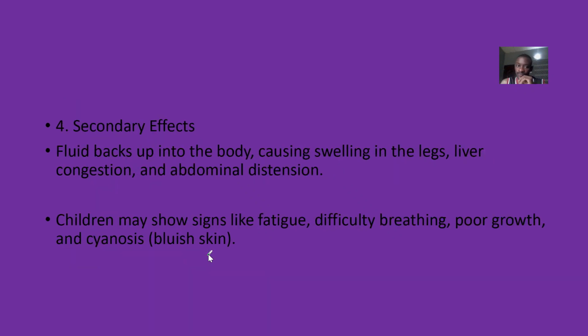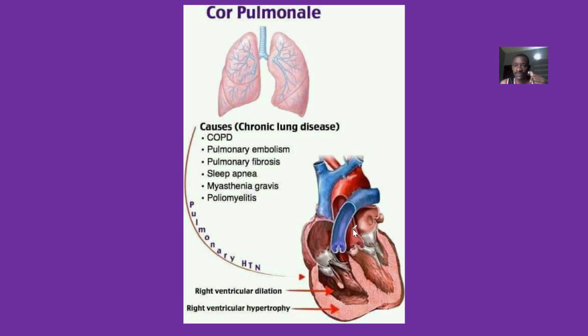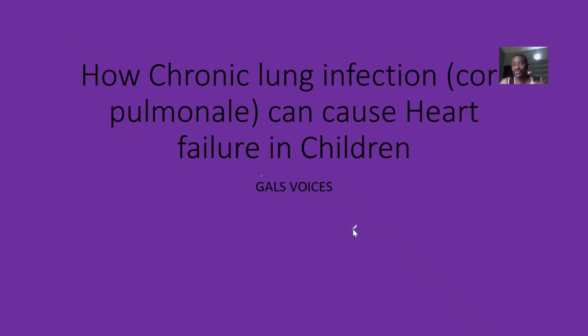Okay. So secondary effects: the fluid backs up in the body, causing swellings in the legs, liver congestion, and abdominal distension. So children may show signs like weakness, difficulties in breathing, poor growth, and a bluish skin. Okay, so that's it for the various linkages between chronic lung infections and how they can cause heart failure in children.